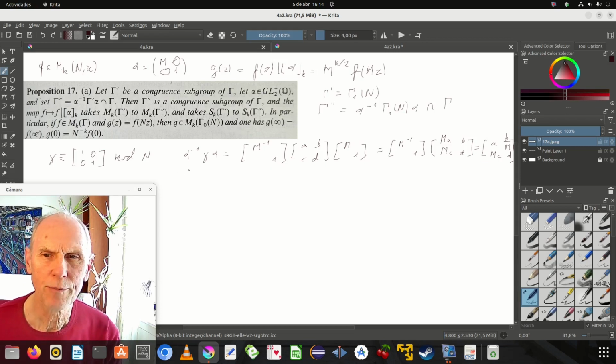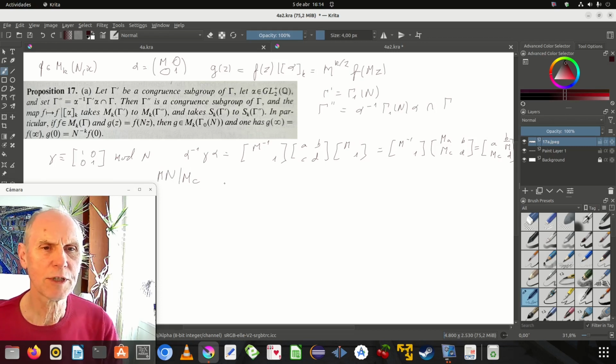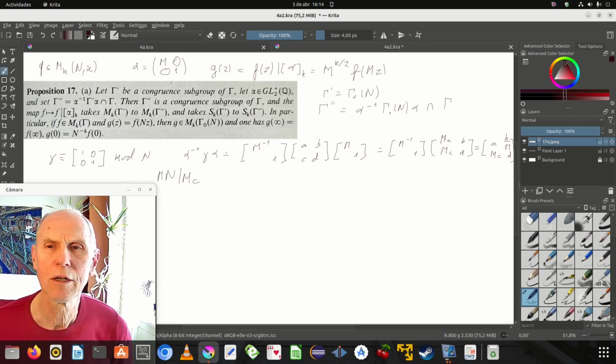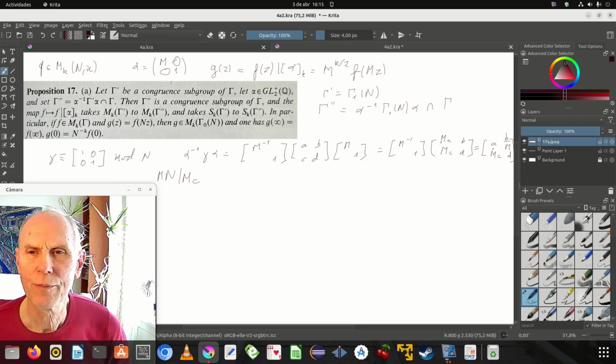So that means that MC is actually, Mn divides MC because n divides C. And we only take those where M divides B. So that means that this is a subset of gamma naught of Mn.